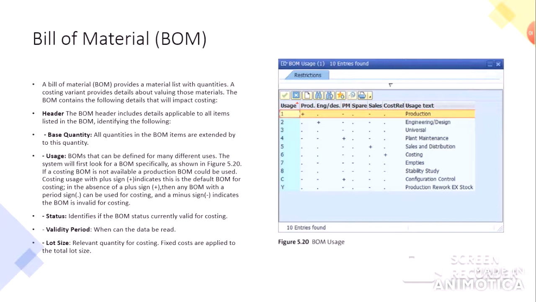In the absence of a plus sign, any BOM with a period sign can be used for costing, and a minus sign indicates the BOM is invalid for costing. Status identifies if the BOM status is currently valid for costing. Validity period. When can the data be read? Lot size. Relevant quantity for costing. Fixed costs are applied to the total lot size.